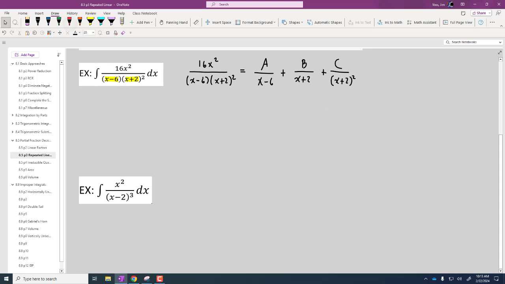And then we do the same thing that we've been doing. We're going to do the algebra now. So we're going to take this whole entire fraction, whole entire equation, and multiply it by the denominator on the left. So we're multiplying it by x minus 6 times x plus 2 quantity squared. Entire equation being multiplied by that. So on the left-hand side, we're just left with 16x squared.